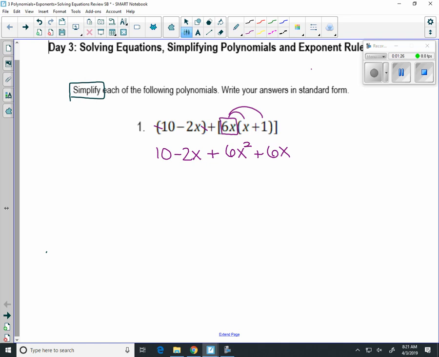We like to put our squares in front. We like to go in order from biggest exponent to smallest. So I'm going to put my 6x squared out front. I'm going to do negative 2x plus 6x. If you're using your calculator for that, remember you're just doing negative 2 plus 6, which is 4x. And then we need our positive 10. You're not going to factor that. You're not going to try to get x all by itself. You're just going to combine like terms and be done if it says simplify.